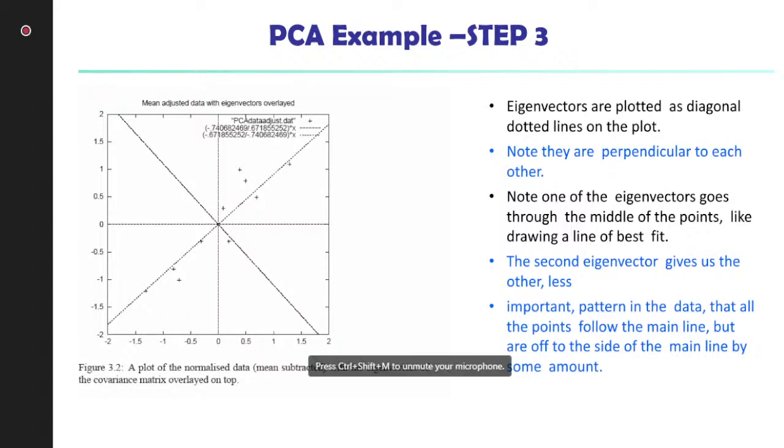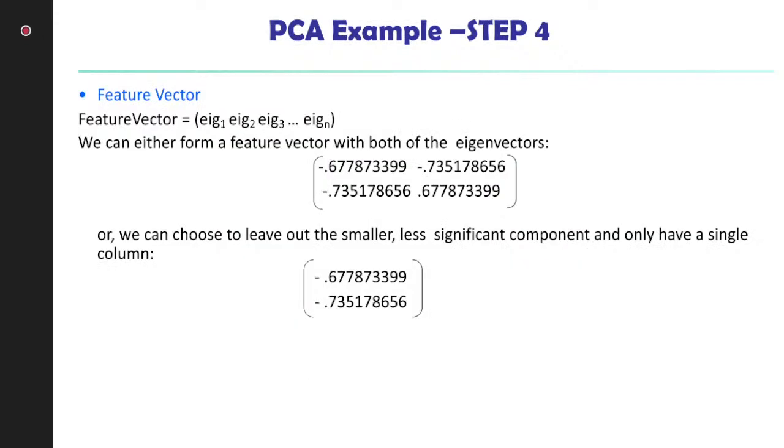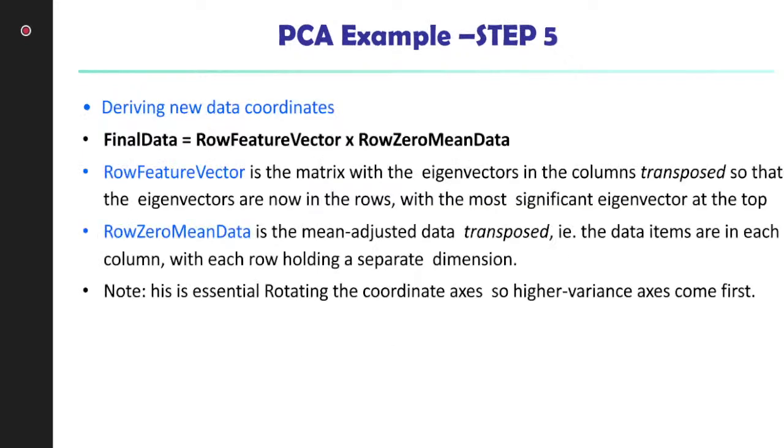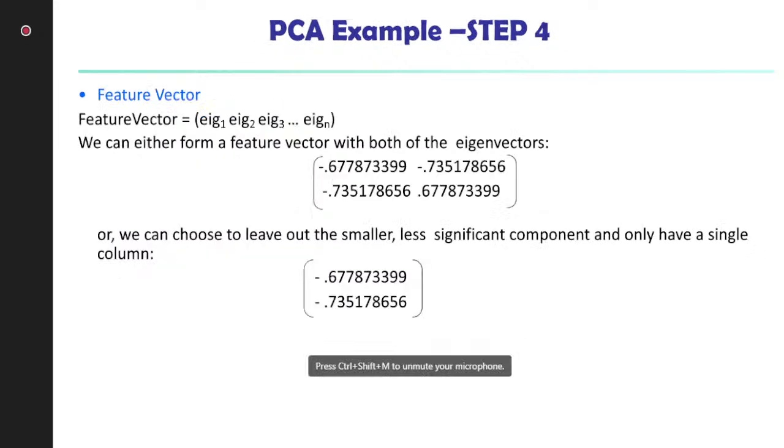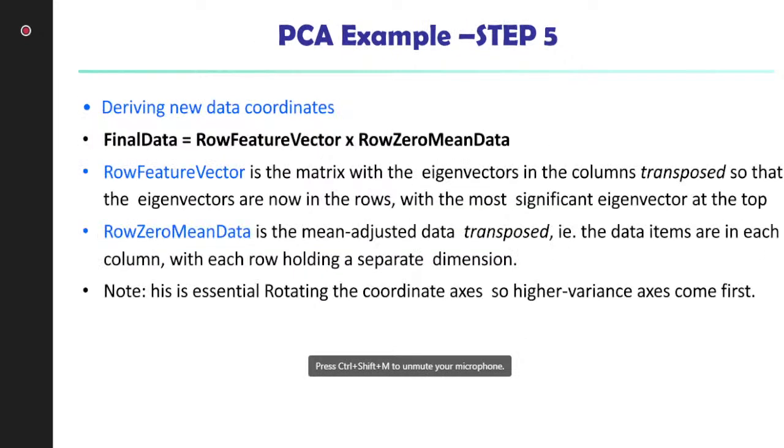This is the plot only, so this is nothing, same only. So we select, either we can keep all of them or we can select some of them, and then we multiply that with the original matrix, and then this would give us the transformed one. Okay, so here the row feature vector is a matrix with the eigenvectors in the column transposed, so that the eigenvectors are now the rows. So we transform the matrix and then we multiply it. So this is how PCA works.